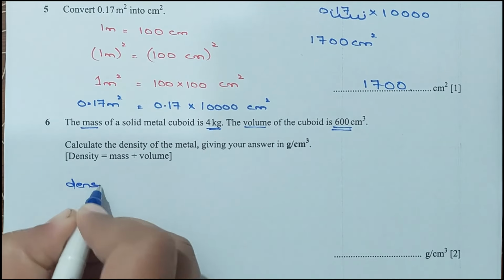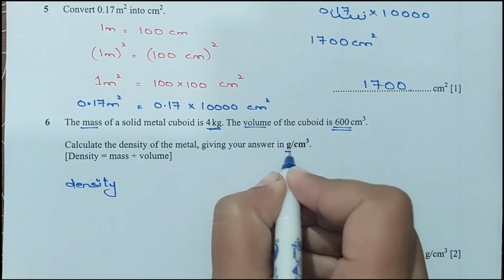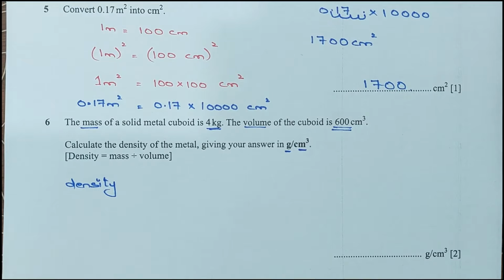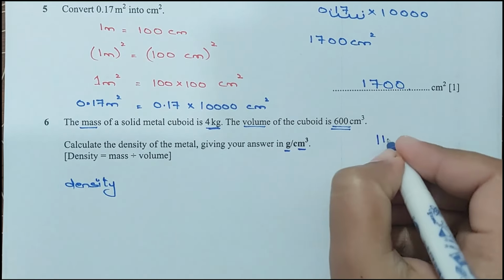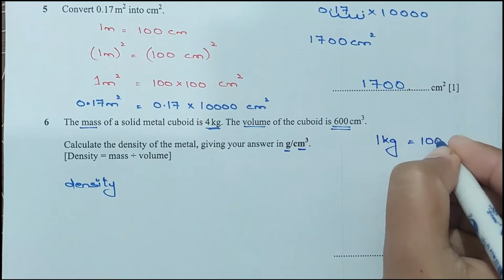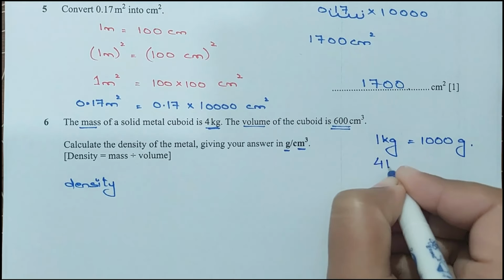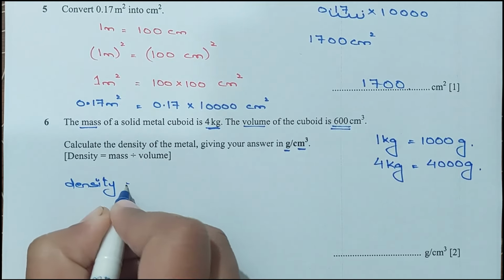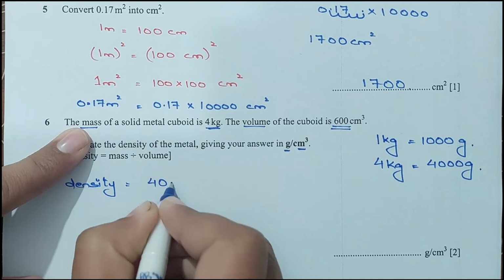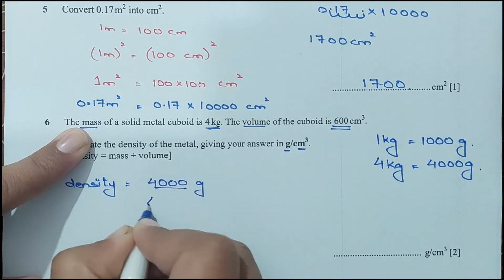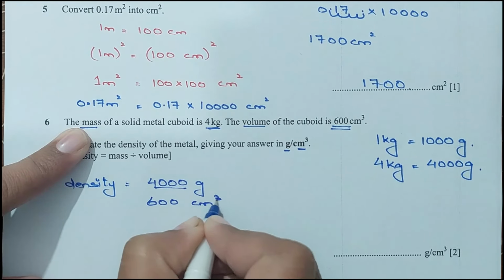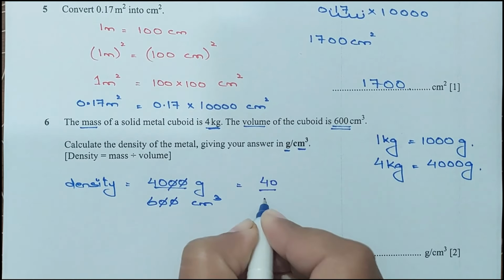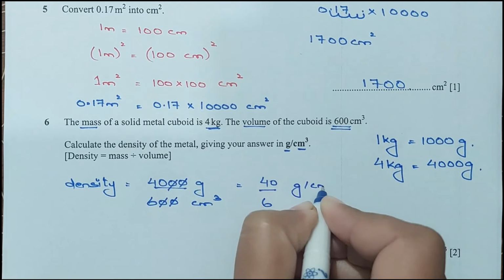So the density is, the mass should be in grams and the volume should be in centimeter cube, but this is in kilograms. So we have to convert kilograms into grams. We know that 1 kilogram is equal to 1000 grams. What is 4 kilograms? 4 kilograms is obviously 4000 grams, right? So the density is mass over volume. The mass is 4000 grams and the volume is 600 centimeter cube. Zeros cancel with zeros, these zeros cancel with 0, so we have 40 over 6 gram per centimeter cube.